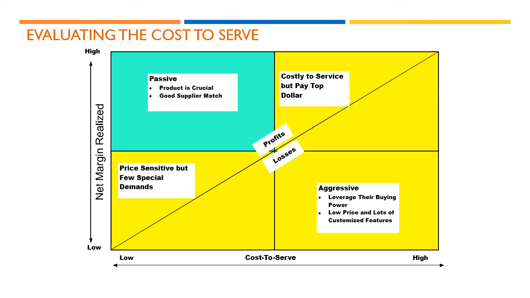In the top left quadrant, we have our star customers who pay top dollar, and require little cost to serve. These customers need to be nurtured and defended against aggressive competitors. In the top right quadrant, we have customers who also pay top dollar, but are costly to serve. These customers need to be moved to the top left quadrant through process improvement and cost reduction. If not, they are likely to migrate to the lower right quadrant and become loss-making.